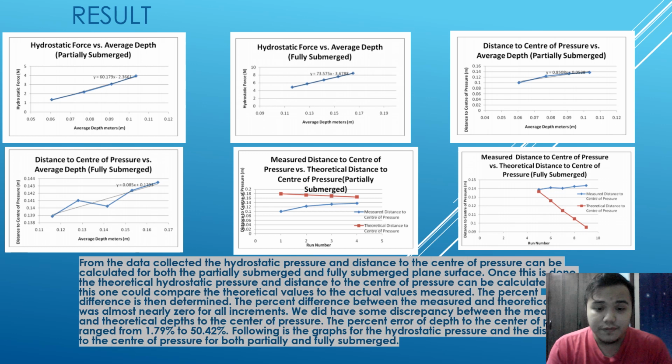The percent difference between the measured and the theoretical value was almost nearly zero for all increments. We also did have some discrepancy between the measured and theoretical depth to the center of pressure. The percent error of depth to the center of pressure ranged from 1.79% to 50.42%.